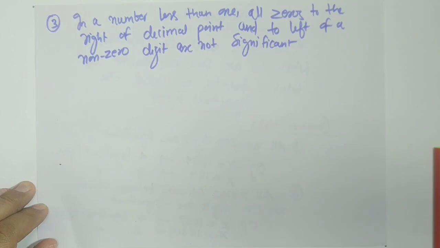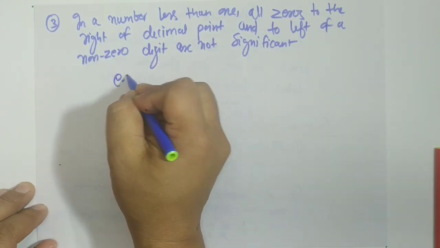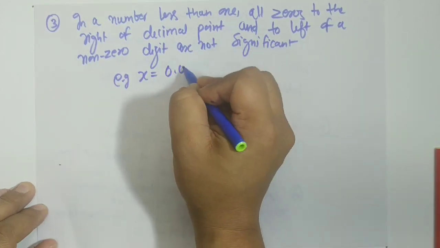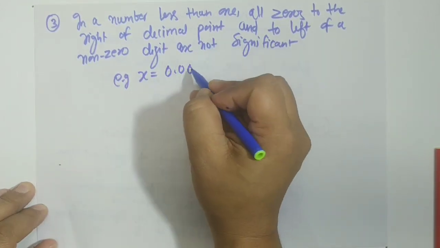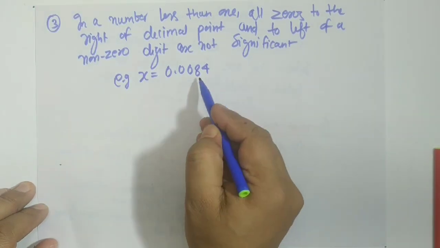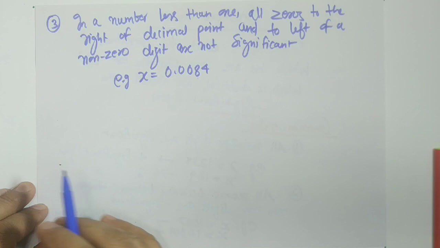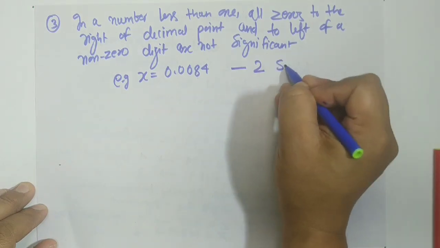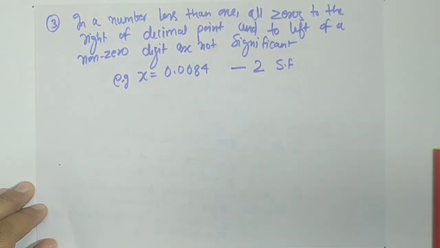I will give an example for this also. Say x is 0.0084. Now how many? Only 2, 1 and 2, because the zeros on the left are not of significance. So I will say that it has two significant figures, or significant digits.